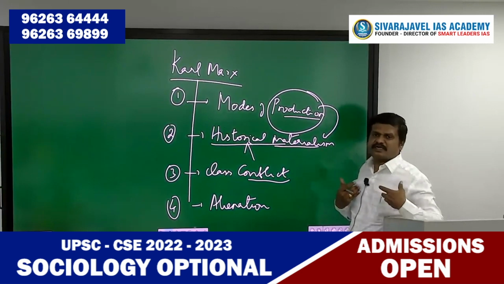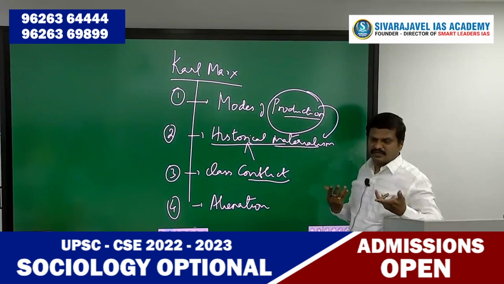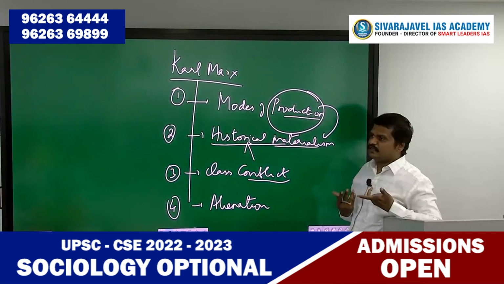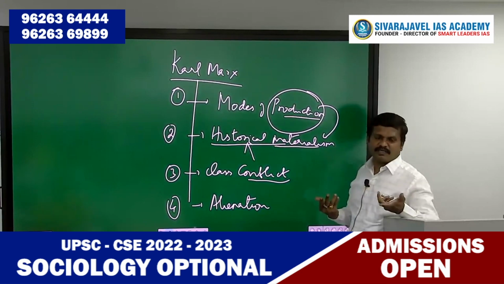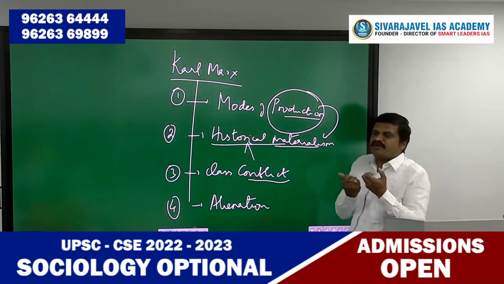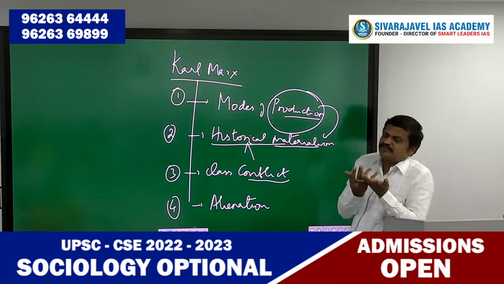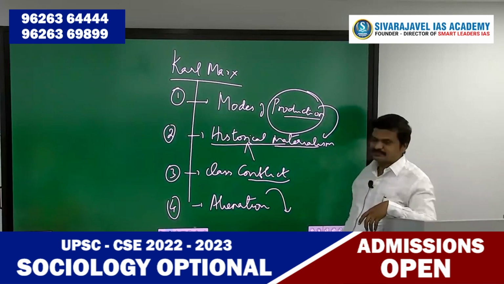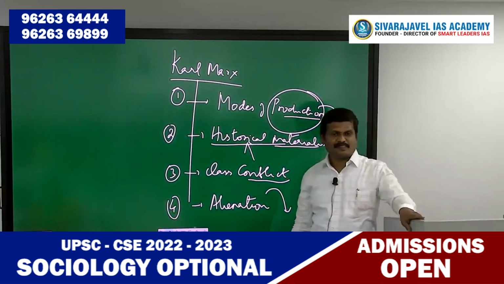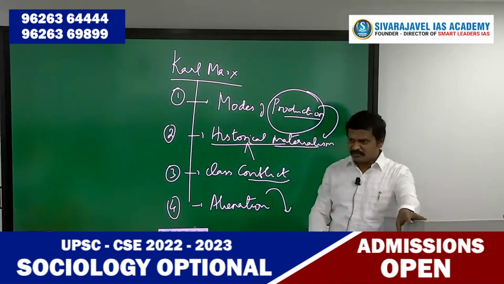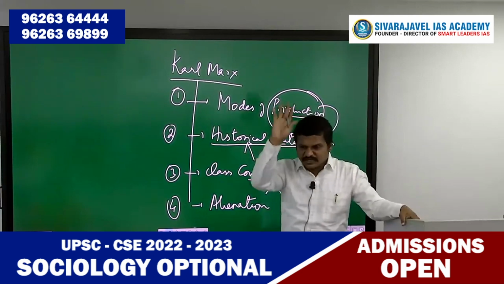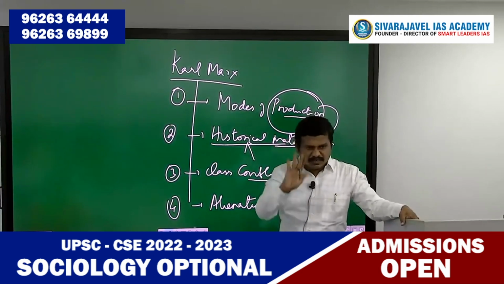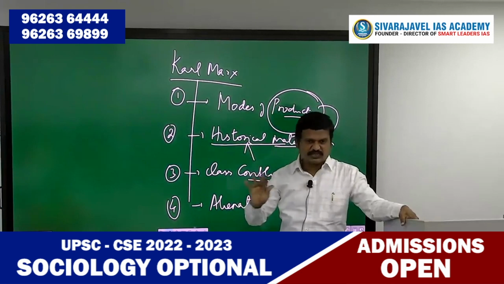He feels that I am very suffocated, I am very lonely, everybody is exploiting me. So a sense of powerlessness that is felt by the worker, that is called as alienation. So for Karl Marx, material production is everything. Material production decides the history of the society.